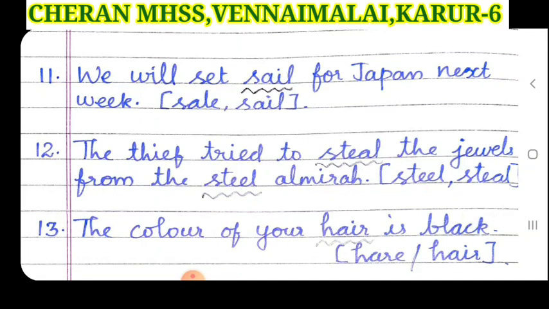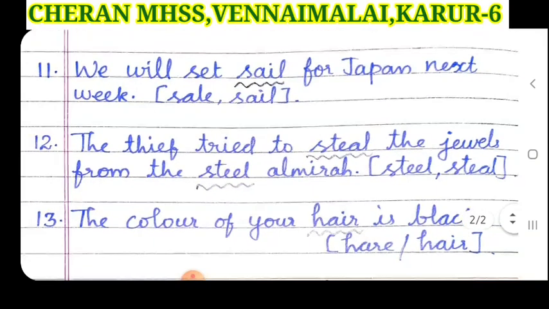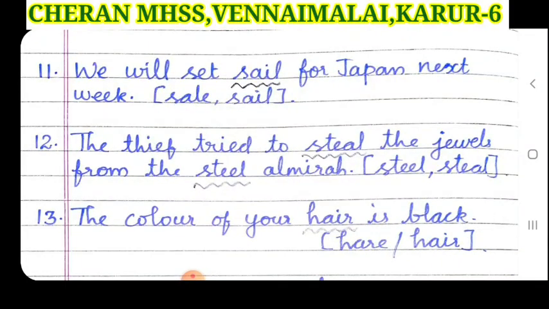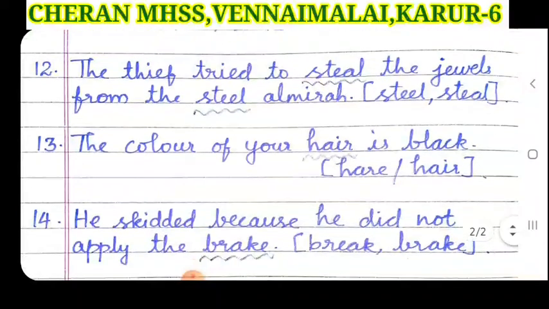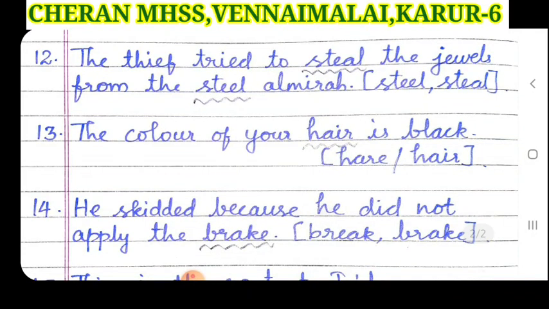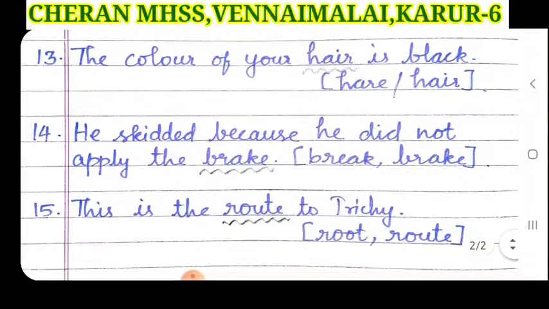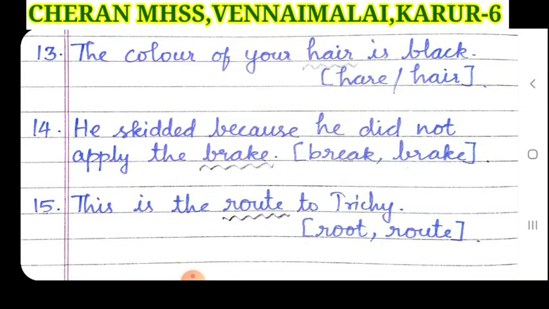The thief tried to steal the jewels from the steel almirah. STEAL means stealing, taking things without others' knowledge. STEEL, it's a metal. If two blanks are given like this, choose the right answer. 13th one, the color of your hair is black. HAIR. The 14th one, he skidded because he did not apply the dash. BRAKE. 15th one, this is the route to Trichy. ROUTE.